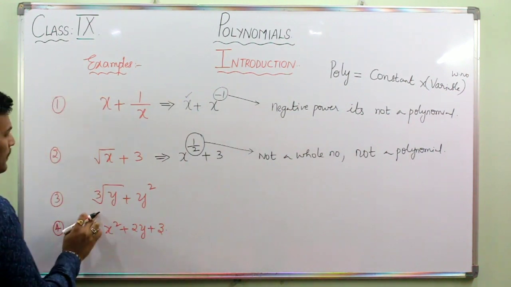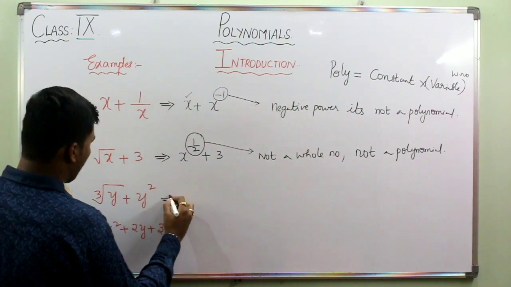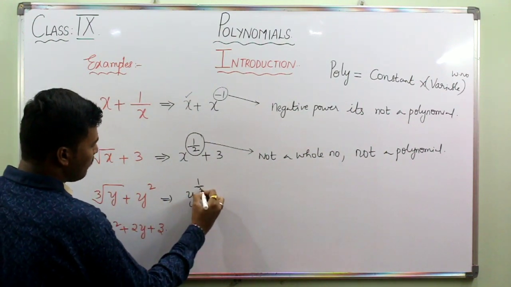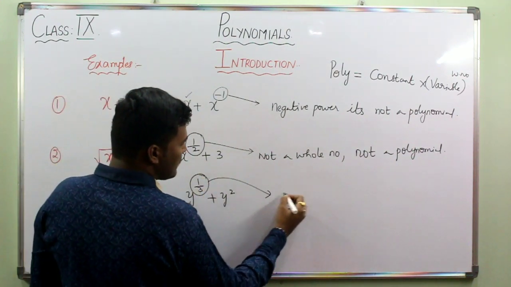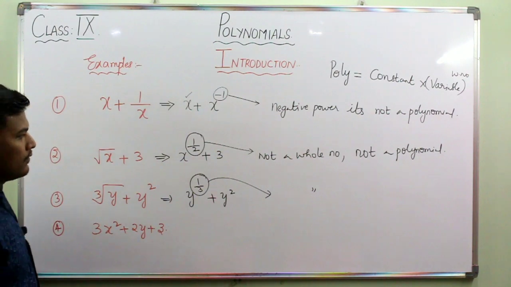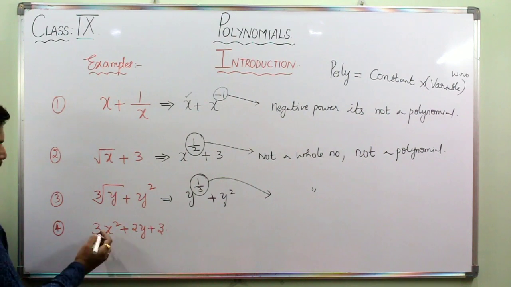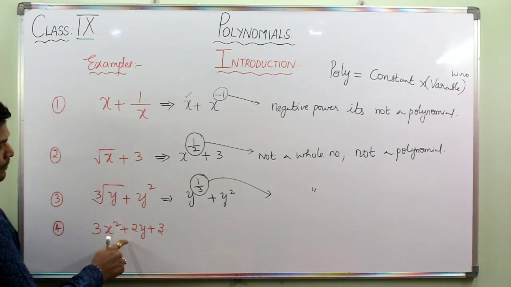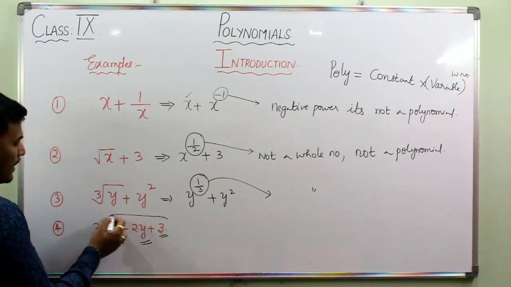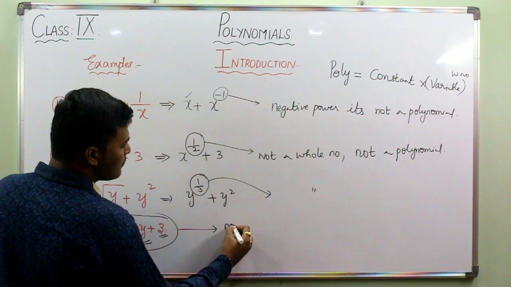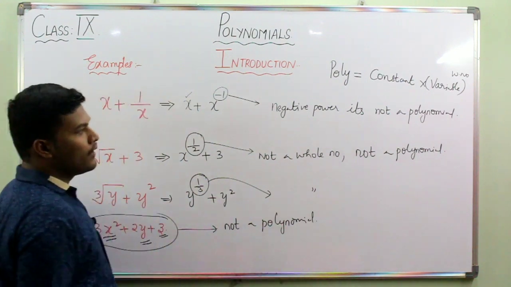Similarly, the next one, cube root of y plus y square. Y square is a polynomial, but as it has a cube root, that is y to the power of 1 by 3 plus y square. As it has the power 1 by 3, for the same reason, it is not a whole number and not a polynomial. And the last one, I have 3x square plus 2y plus z. Here I have different variables. If I have a combination of different variables, then it cannot be a polynomial either.